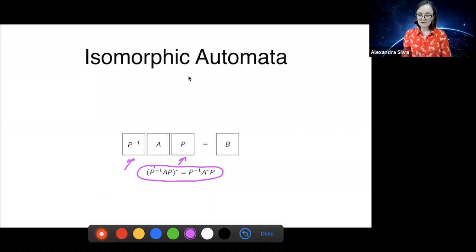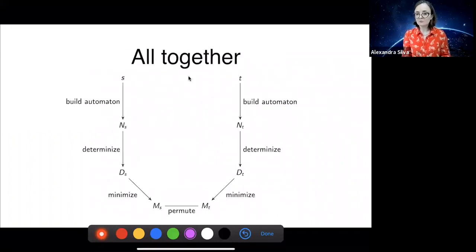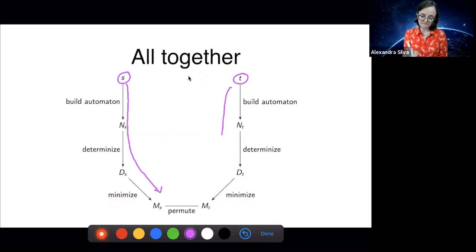And this altogether gives you the proof of completeness. So you start with two regular expressions. They denote the same language, meaning they have the same minimal automaton. And you show that you can go into that minimal automaton using just the axioms.